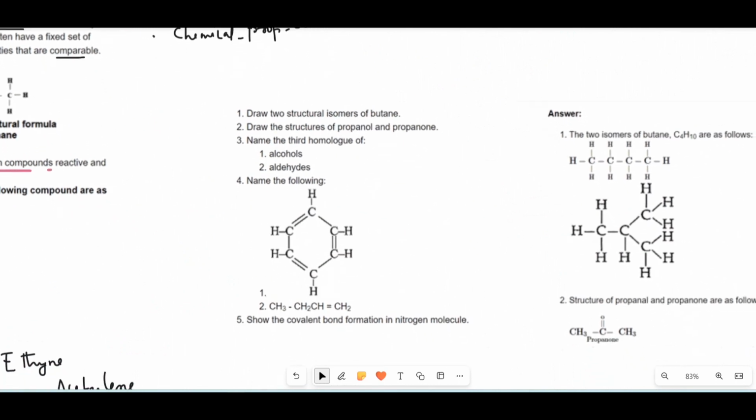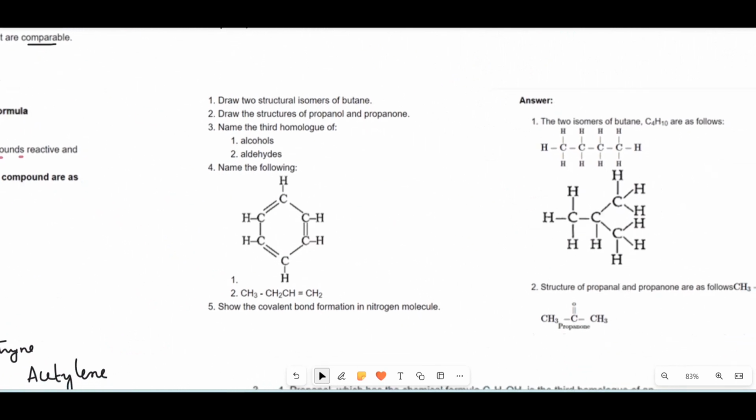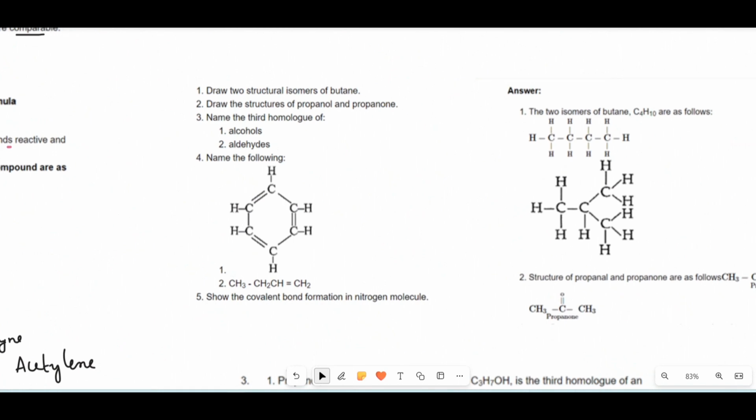Draw the structural isomers of butane. Okay, structural isomers of butane. You already know what an isomer is. Isomers will have the same general formula, but their structure will be different. So the first question is to draw the structural isomers of butane.